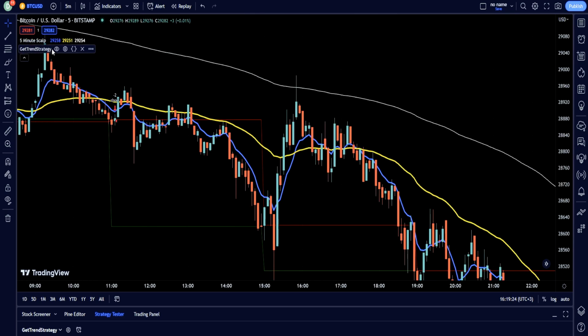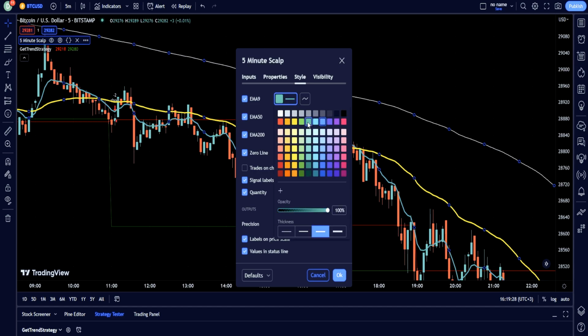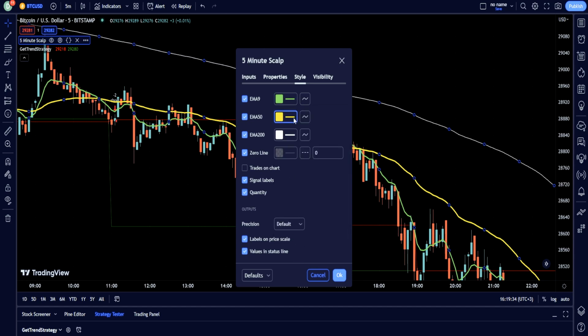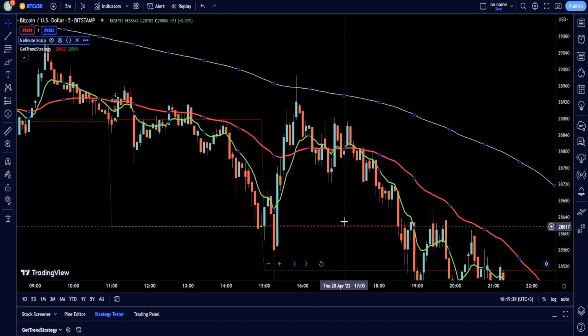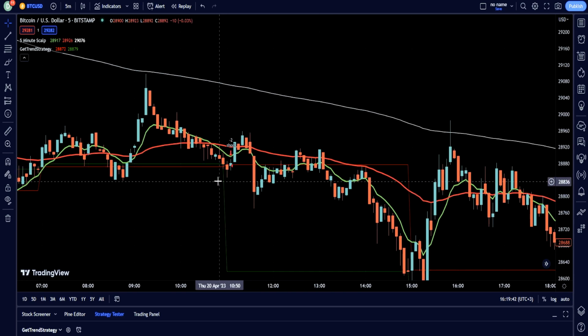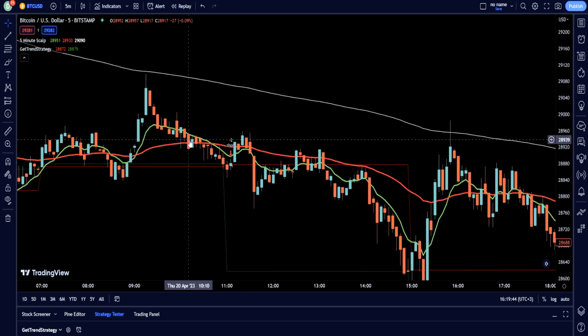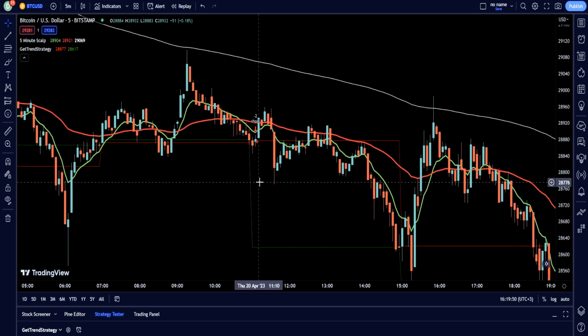Yes, this looks better. Now, what we need to pay attention to here is that if the green line, which is the EMA 9, crosses the red line, which is the EMA 50, from below, we look for a long position, and if it crosses from above, we look for a short position. Of course, using only one indicator may not be sufficient, so we also wait for the Get Trend Strategy indicator to confirm the signal at the same time.